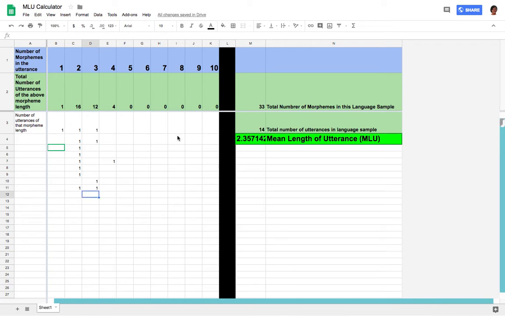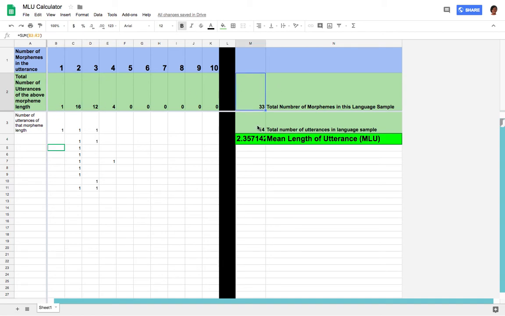Okay, so now if I look over here in the M column, I see that the mean length of utterance for that language sample has been automatically calculated for me based on the total number of morphemes in the language sample. It was calculated at 33 because they had one morpheme utterance, 16 that were two morphemes long, 12 that were 3 morphemes long, and 4 that were 4 morphemes long. So if we add that, 16 plus 12 would be 28, plus 4 would be 32, plus that one, 33.